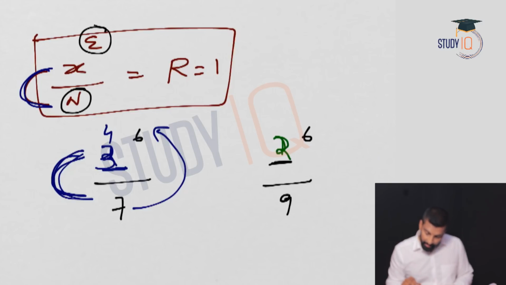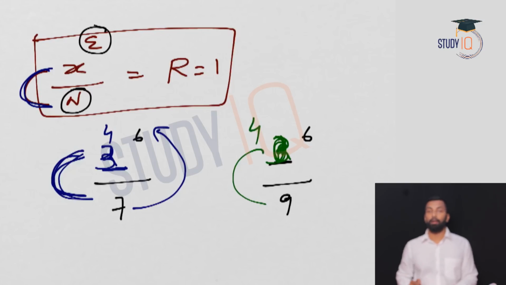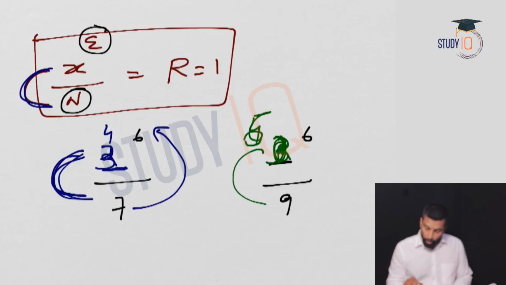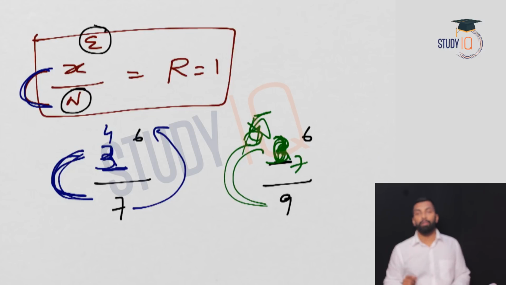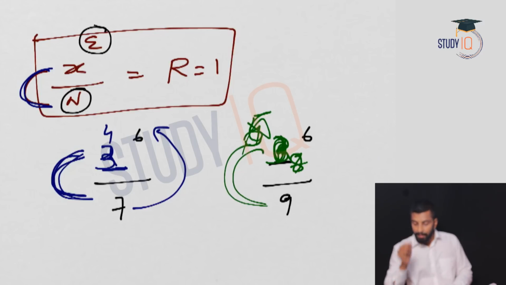Now 3, you can't use 3, but you can use 4. 4 raised to 6 by 9 will give you remainder 1. 5 raised to 6 by 9 will also give you remainder 1. Can you write 6? No, because these two are not coprimes. 7 if you write, remainder 1. 8 if you write, remainder 1. Now the question is, can I write more than 9? Obviously you can write more than 9. That condition is applicable only when finding the Euler's number, less than 9.